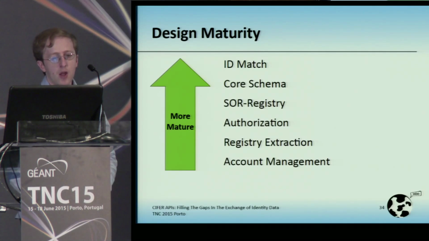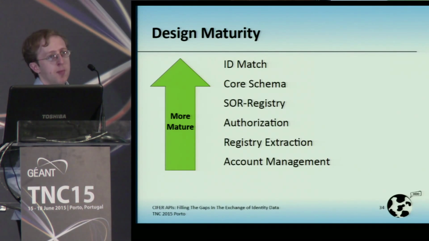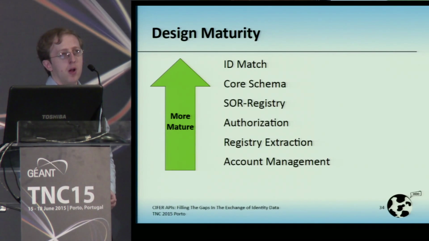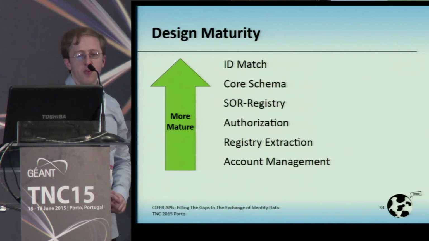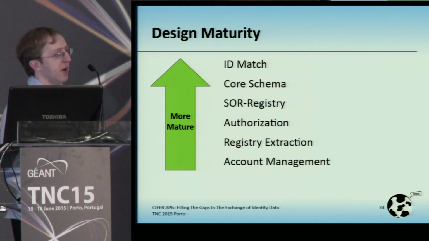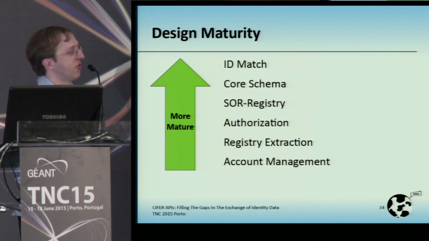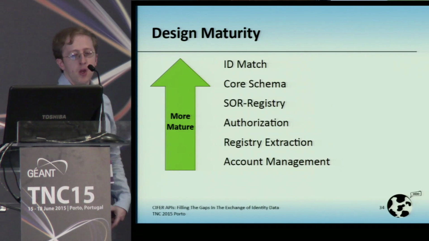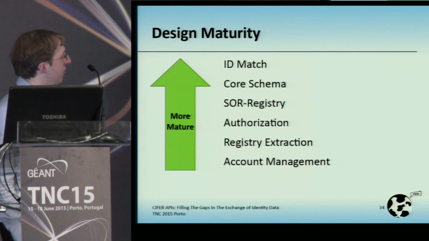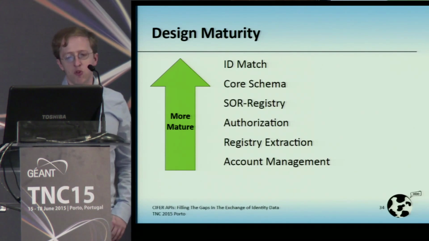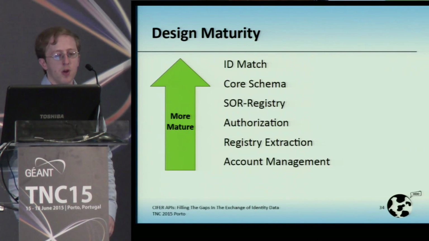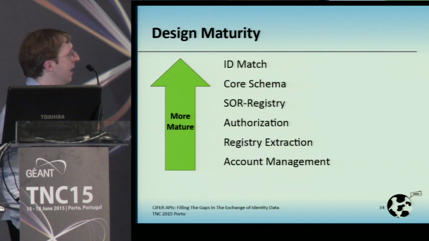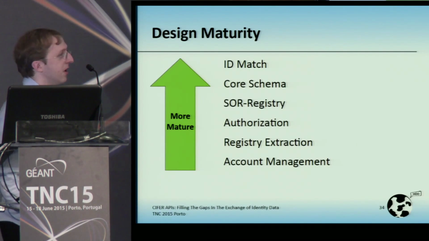Of the various APIs that we've been talking about, this kind of points out where the design maturity is at. So at the top of the list, there's the ID match API, where there's actually a BSD licensed server available on GitHub that I would not use for production purposes, but is certainly useful for testing purposes. That's actually available for use. The core schema is getting closer and closer to a stabilization point, and then from there it kind of drops off. SOR to registry, I think we understand what needs to go in there, but I'm not sure we've exercised it enough as a concept to really have a good solid foundation for a draft document, although we're getting closer. And then from there on down to authorization, registry extraction, and account management.